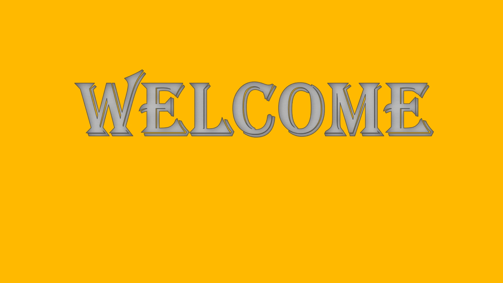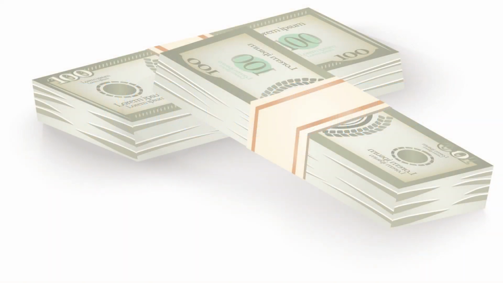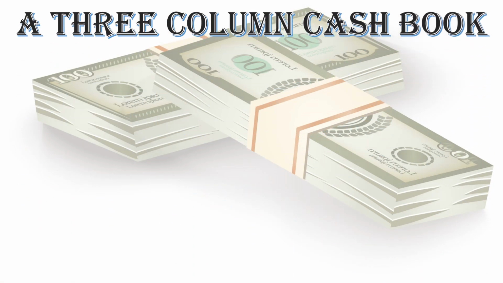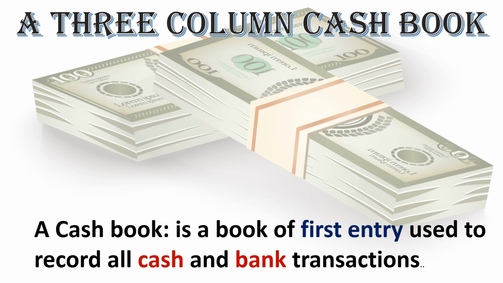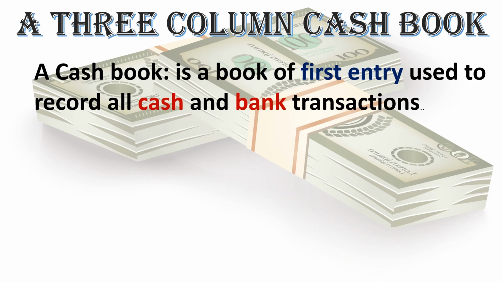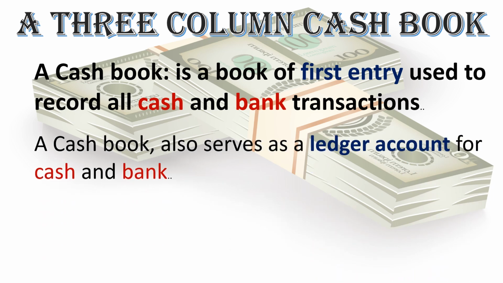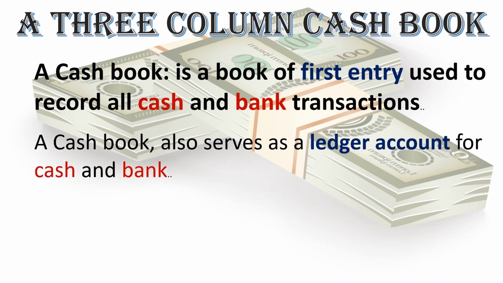In today's video, I'm going to talk about the three-column cash book. Now, a cash book in general is a book of first entry used to record all cash and bank transactions. A cash book also serves as a ledger account for cash and bank accounts. So it's both a ledger and a book of first entry.